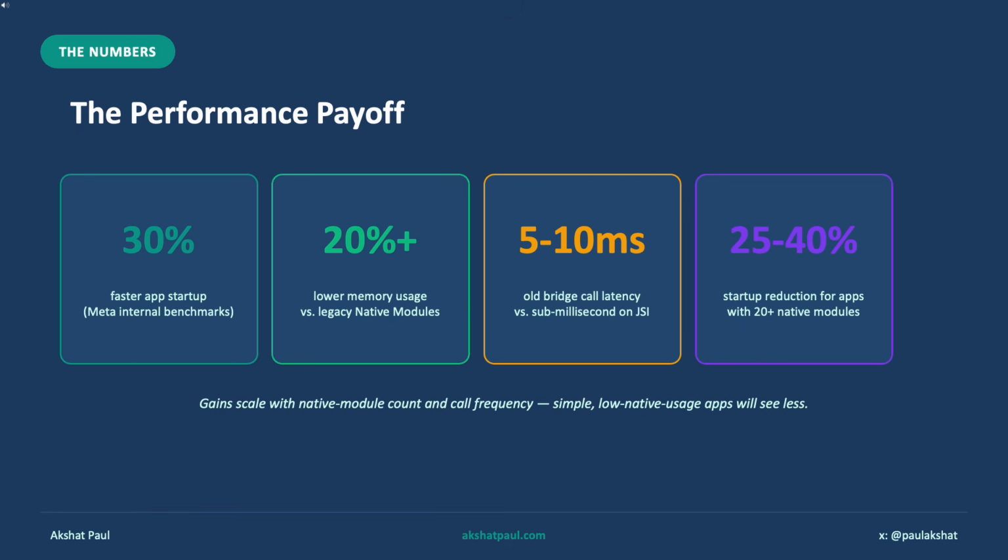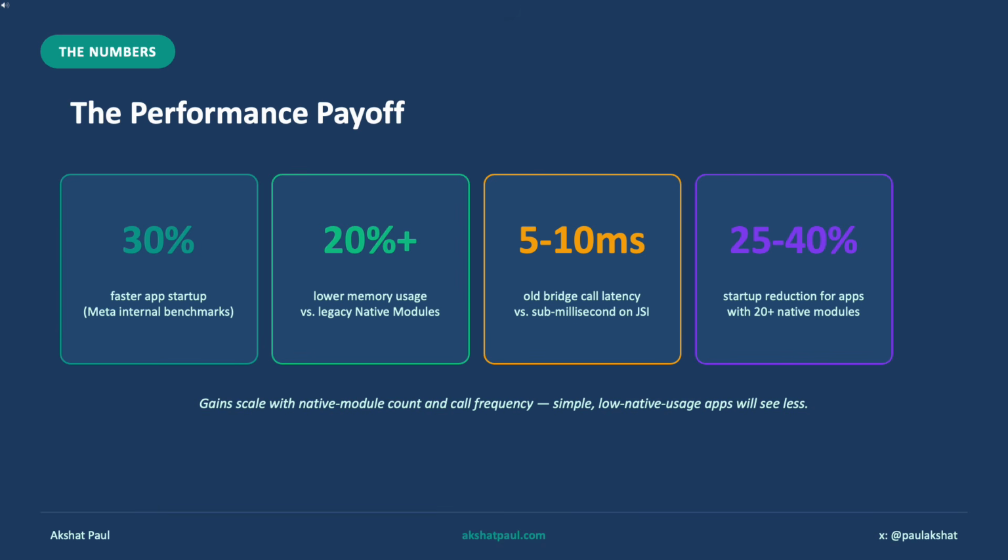Okay, let's talk numbers because this is where it gets real. Meta's own internal testing showed up to a 30% improvement in app startup time after migrating to turbo modules, along with over 20% lower memory usage compared to the legacy native module system. On the call latency side, this is the big one for anything performance sensitive. The old bridge was serializing every call at 5 to 10 milliseconds of overhead. JSI-based direct calls run in sub-millisecond time. That's not a small optimization, that's an order of magnitude.